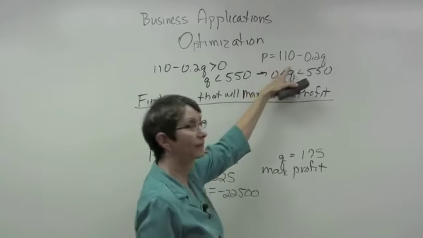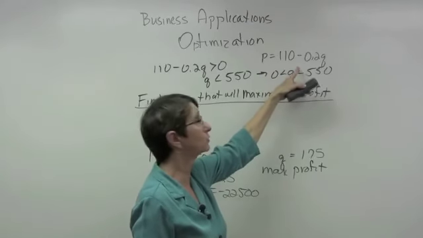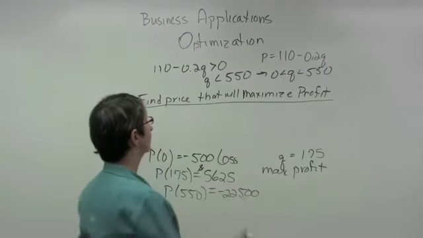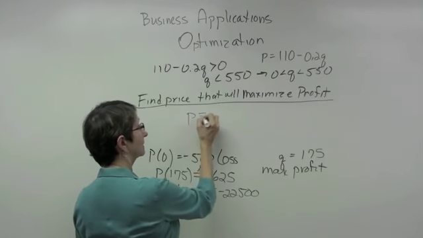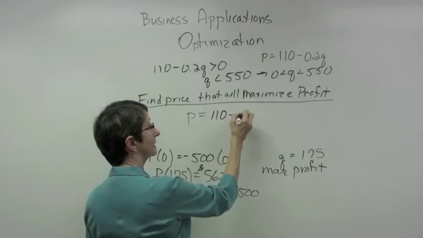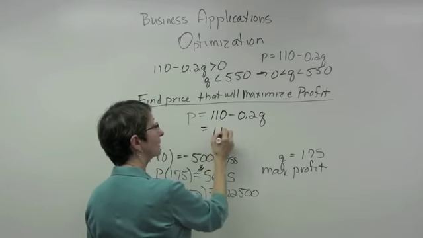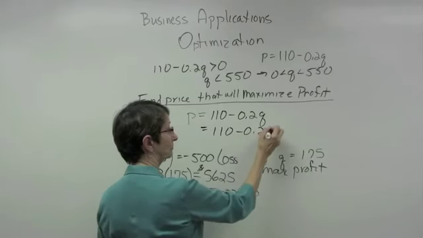There we go, right there. Price is 110 minus 0.2Q. I know what Q is at maximum profit. So to find P, I take my 110 minus 0.2Q, and I put in 175 for Q.